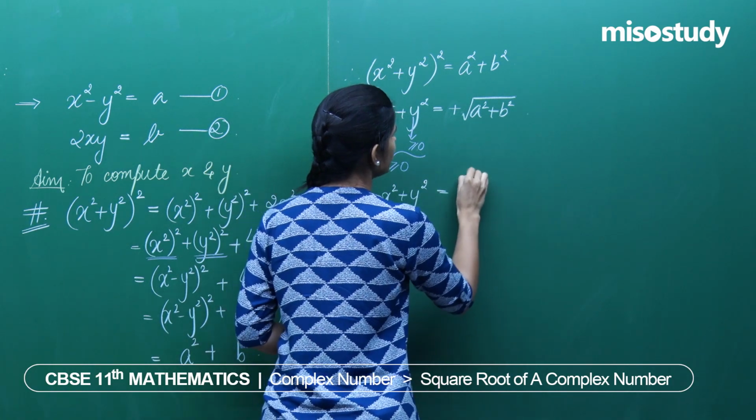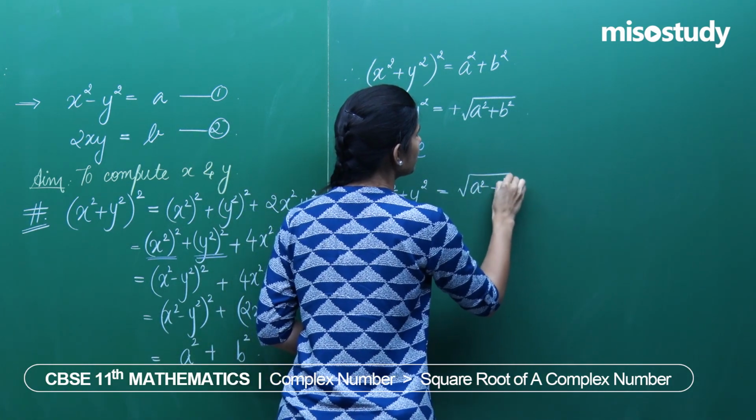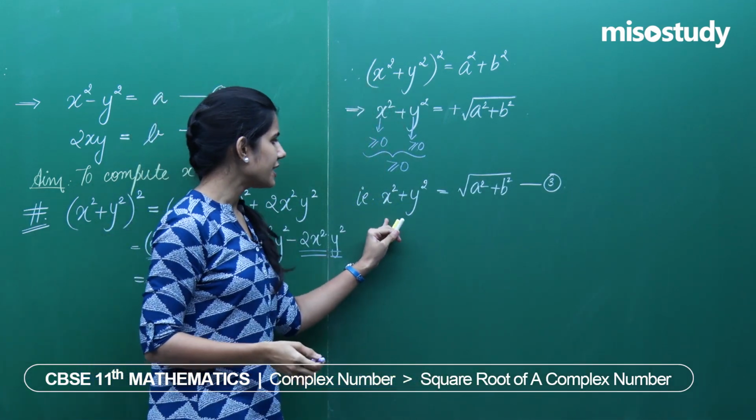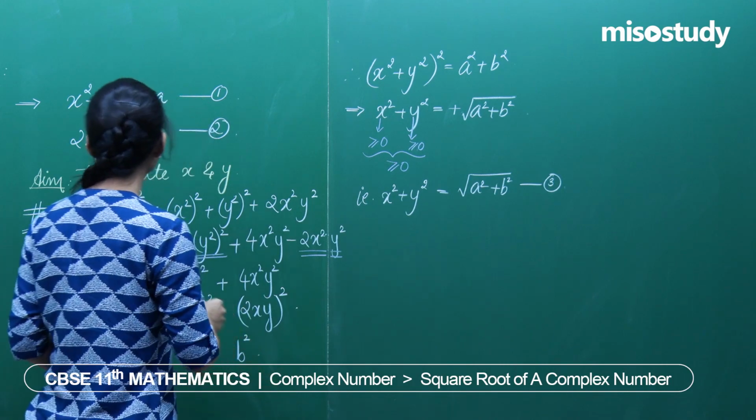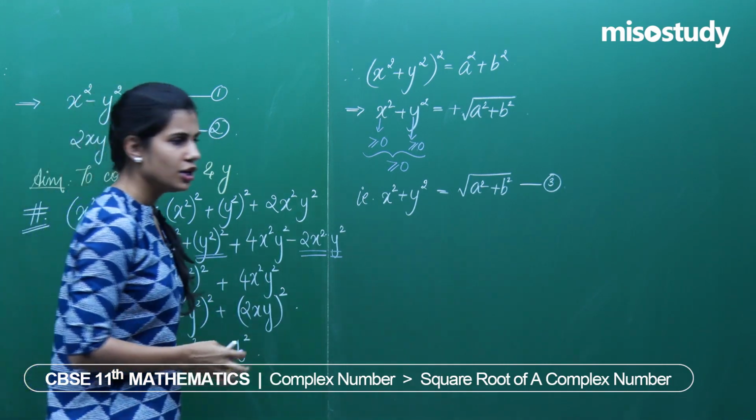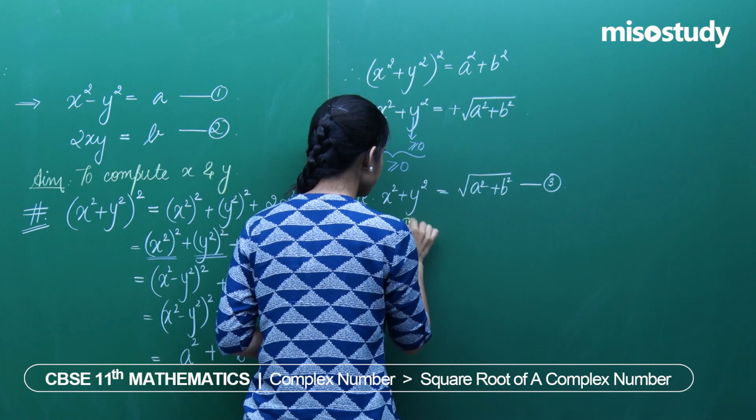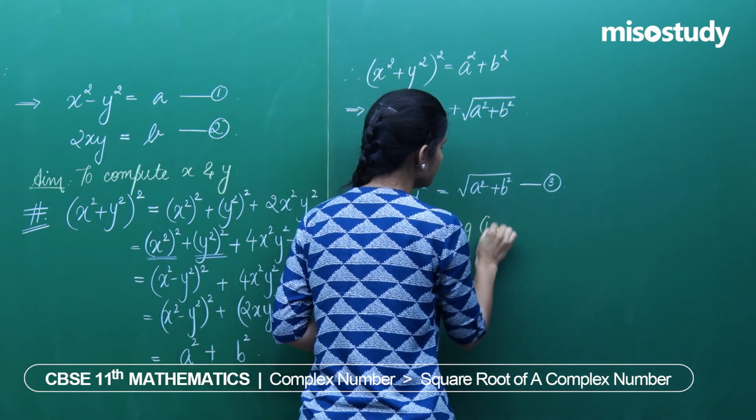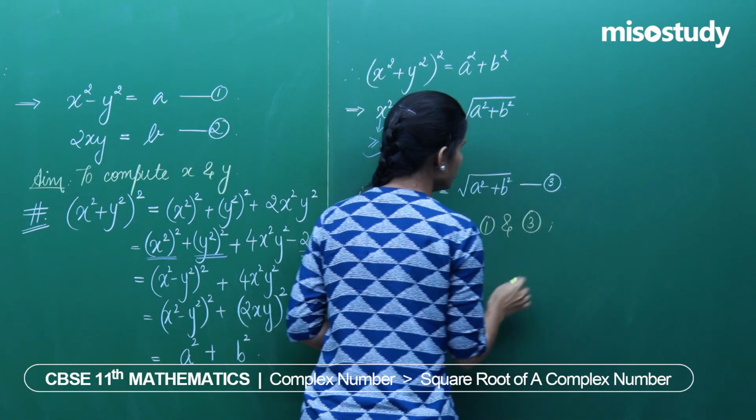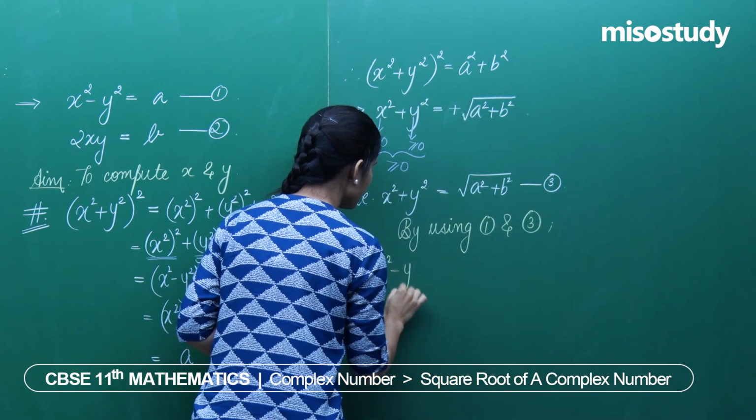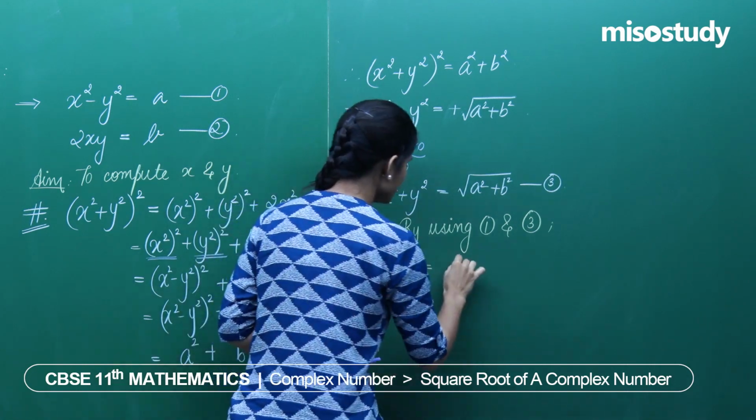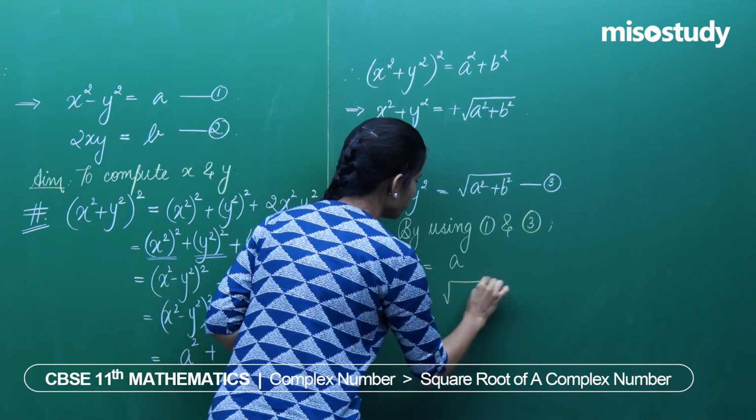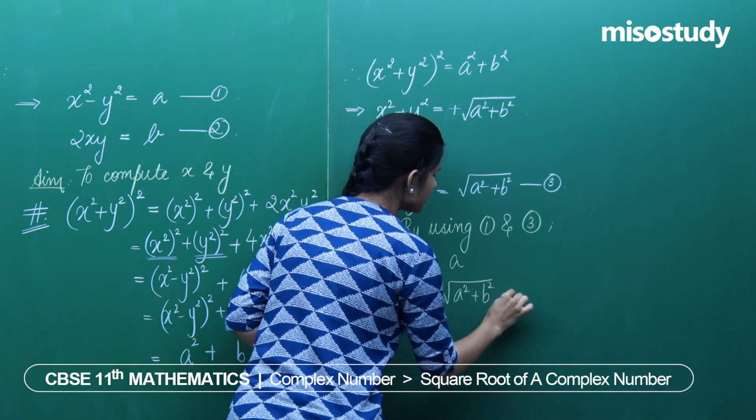x square plus y square is positive square root of a square plus b square. Now you have a relationship with x square plus y square, a and b, and here you have x square minus y square. So by using 1 and 3, what do you get? Once you have x square minus y square equals a, and then you have x square plus y square equals root over a square plus b square.